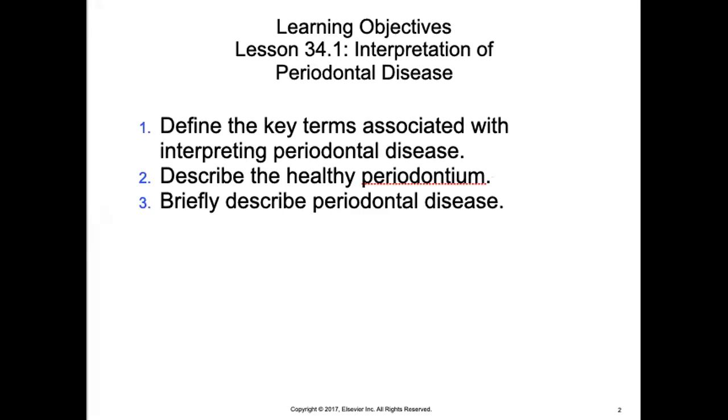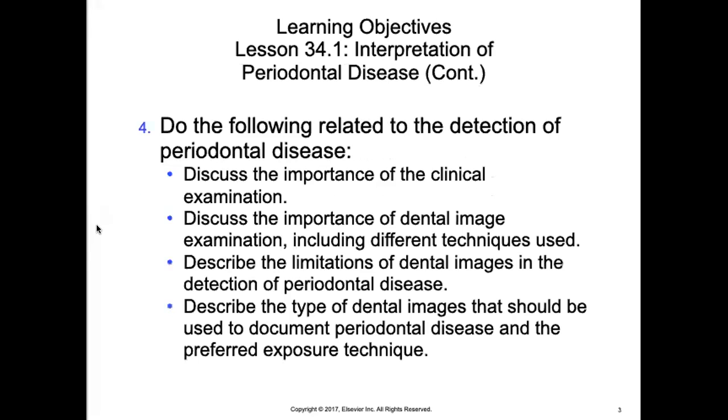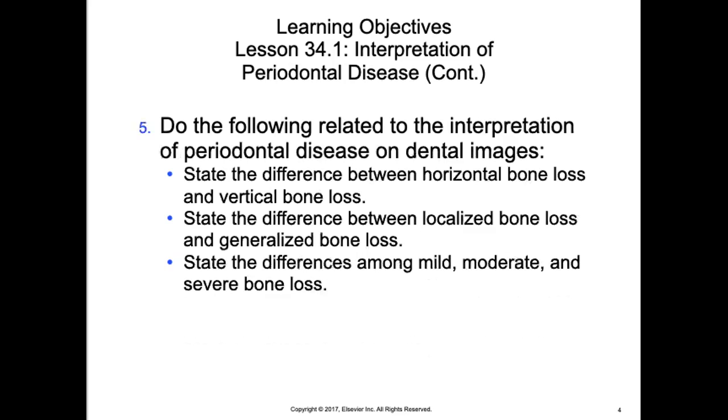We'll describe what healthy periodontium looks like. We'll briefly describe periodontal disease. We'll discuss the importance of the clinical examination, also the dental image examination, including different techniques used. We'll describe the limitations of dental images in detection of periodontal disease and the type of dental images that should be used to document periodontal disease and the preferred exposure technique.